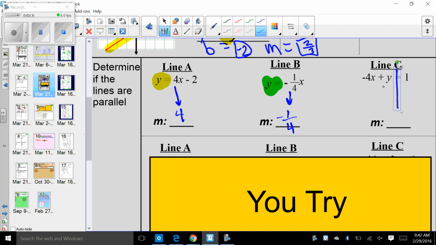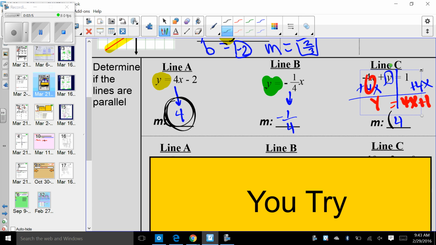In line C, we have some work to do. We're going to have to solve this for the variable y. We're going to add 4x, copy, paste. And I'm working this from left to right then. We have y equals 4x plus 1. So we have y equals mx plus b. So now that I've solved it for y, my slope is 4. Taking a look at my lines A, B, and C, you can see line A's slope and line C's slope are the same. So we would say line A is parallel to line C.